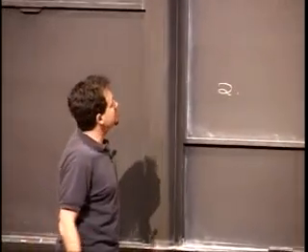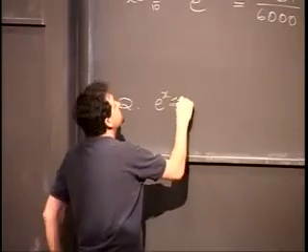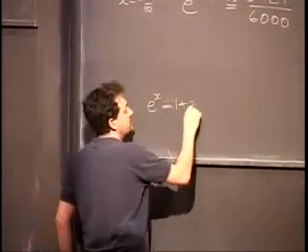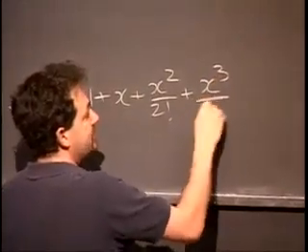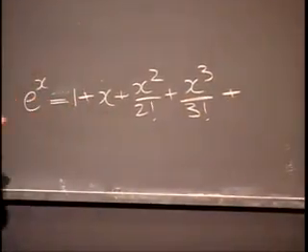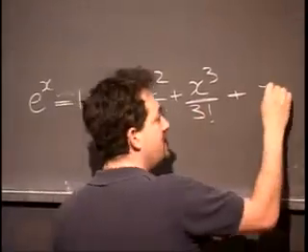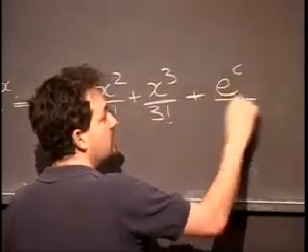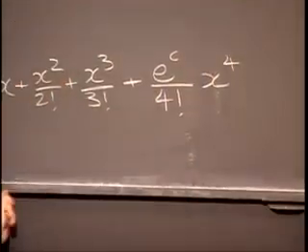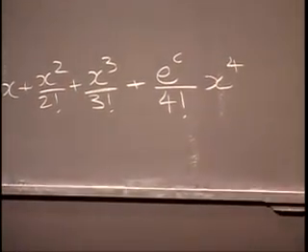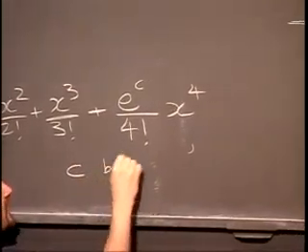So the next concept is I had written actually that e to the x is equal to 1 plus x plus x squared over 2 factorial plus x cubed over 3 factorial. And instead of writing an approximation, I'd written plus e to the c over 4 factorial times x to the 4th. And that's true for some number c between 0 and x.